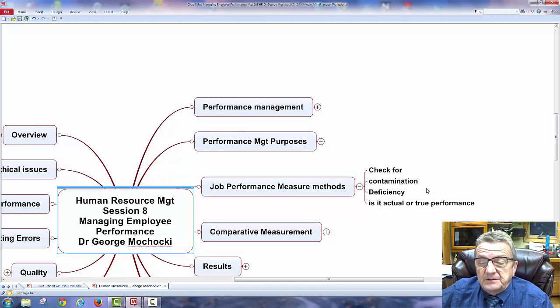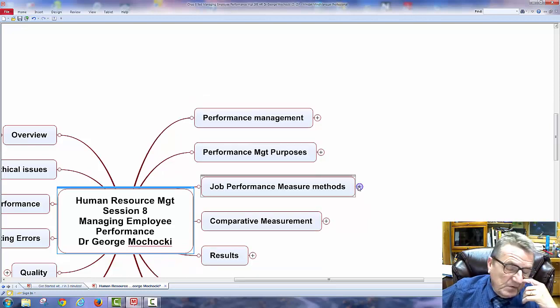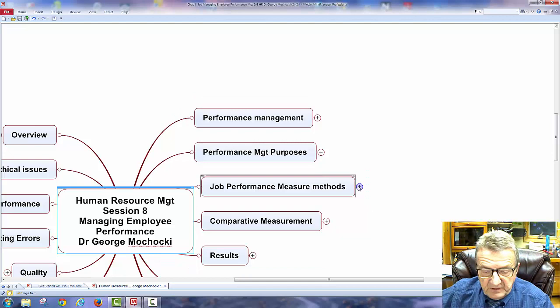Okay, now, job performance measurement methods. Check for contamination, efficiency, as actual true performance. When I was doing some job performance work in the corporate world, the biggest thing I would always look at is, is it measuring what I want? Not because it's easy to get the data, because I may get certain data, but it has nothing to do with what I'm trying to measure. And then if I'm measuring the data, could the data be contaminated?